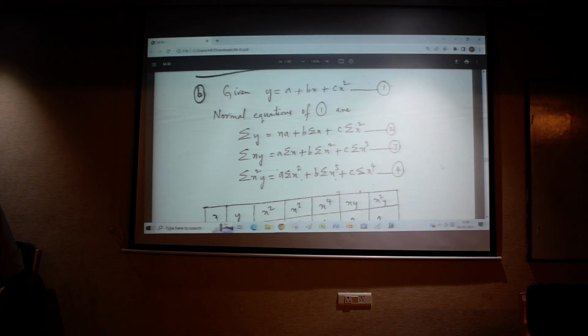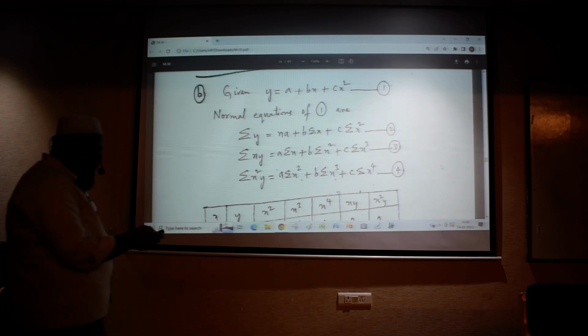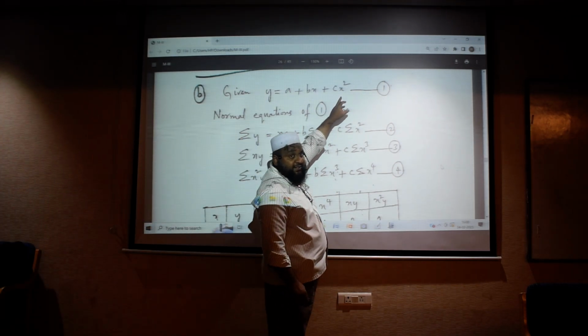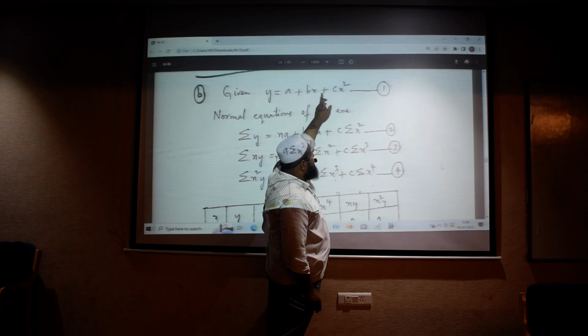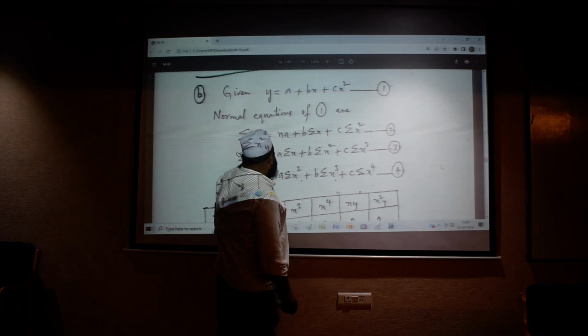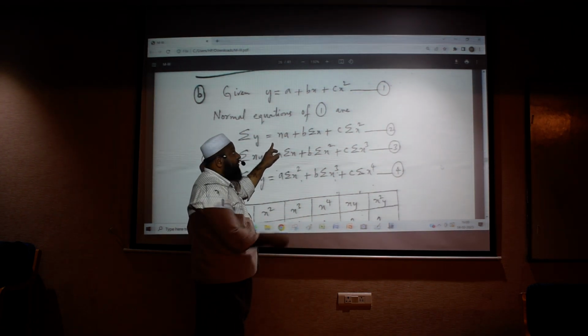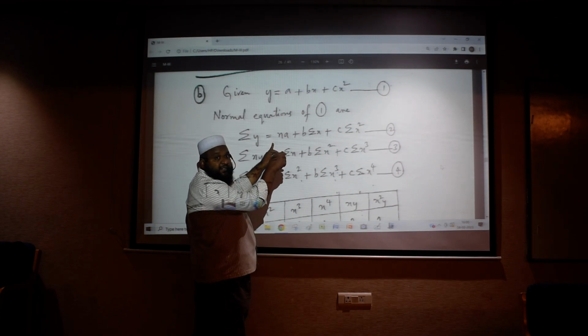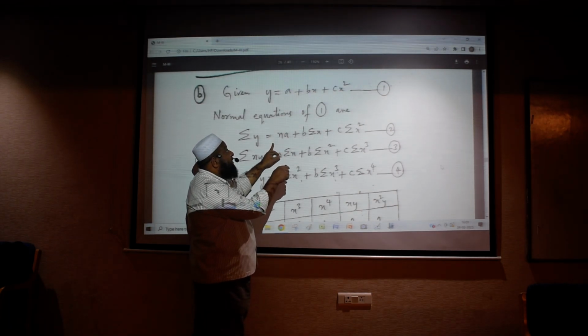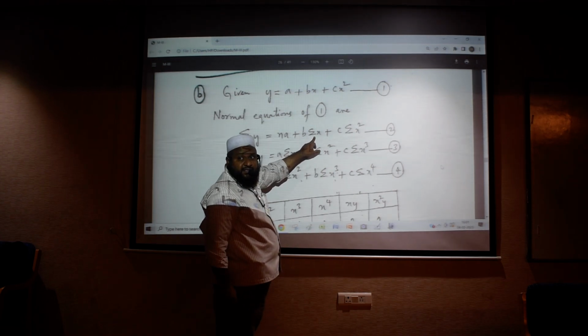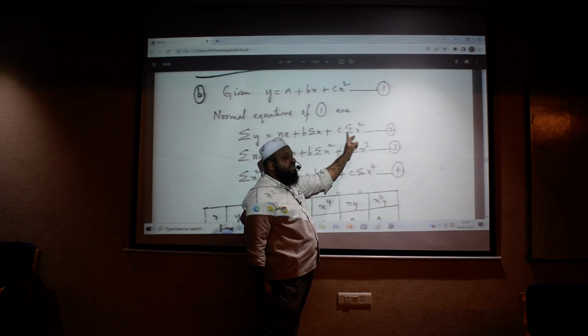Next is the C bit, parabola. You will have one more term extra here: a plus bx plus cx square. When you apply sigma, sigma y is equal to, this A becomes na, because sigma A means A plus A plus A like that. Then bx gives b sigma x, and c outside, c sigma x square.